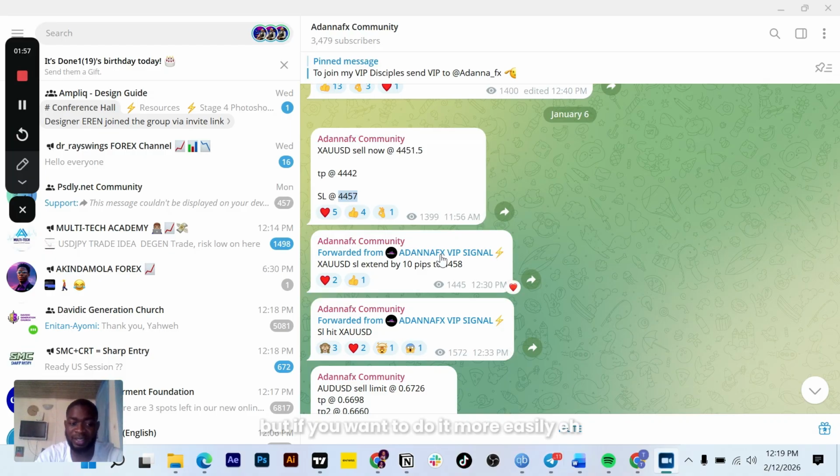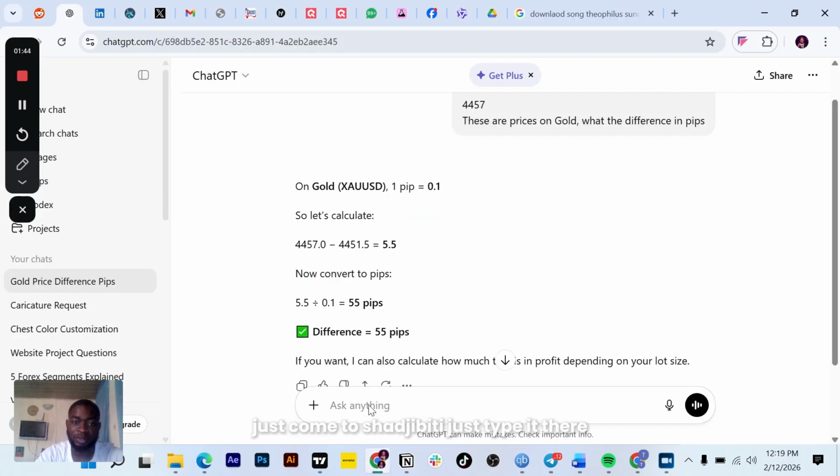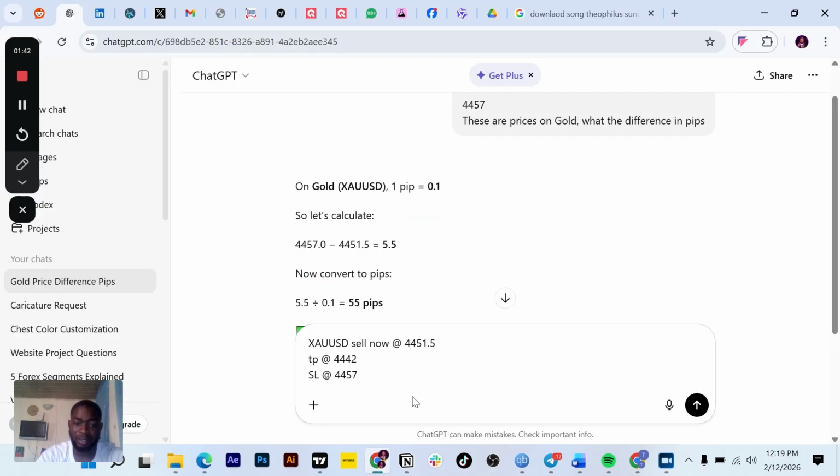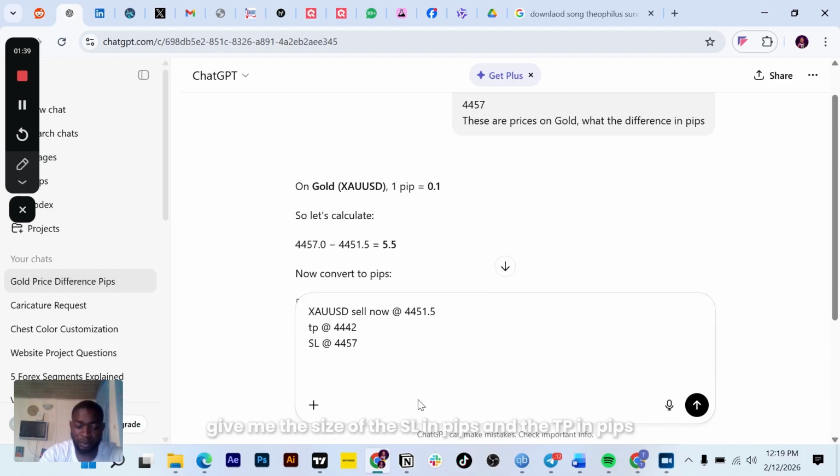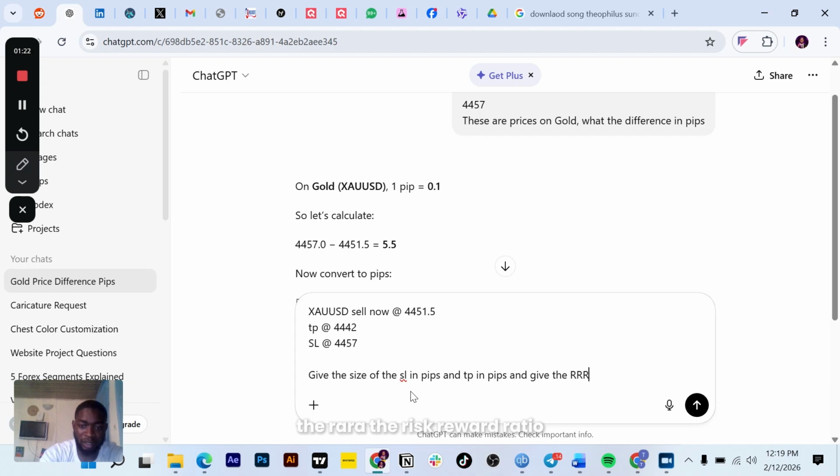But if you want to do it more easily, you can just copy the two prices, this one and this one, or you can copy all the prices like this, then take it to ChatGPT. Just come to ChatGPT and type it there: give me the size of the SL in pips and the TP in pips, and give me the RRR, the risk to reward ratio.